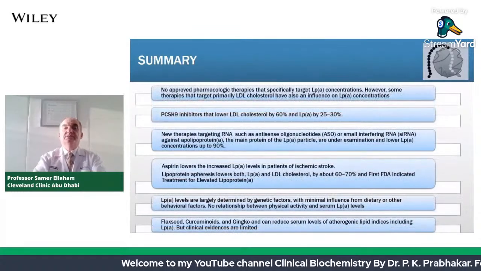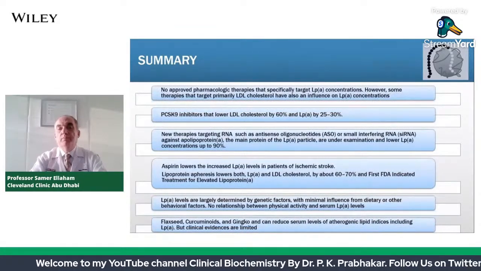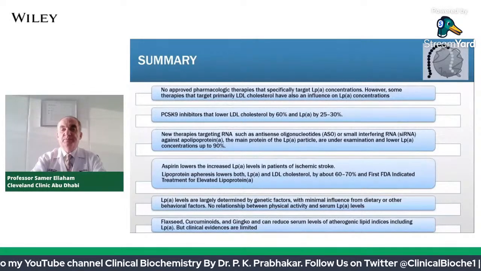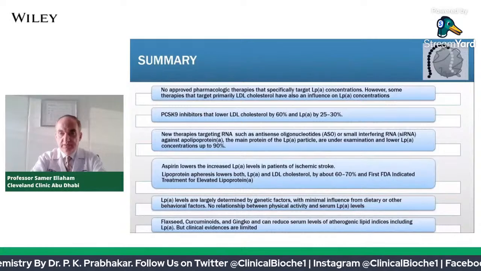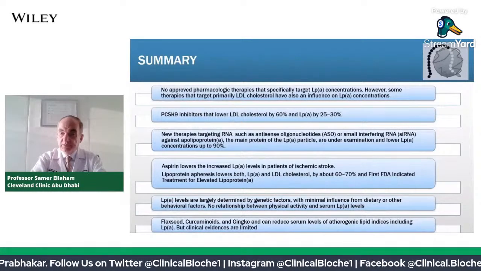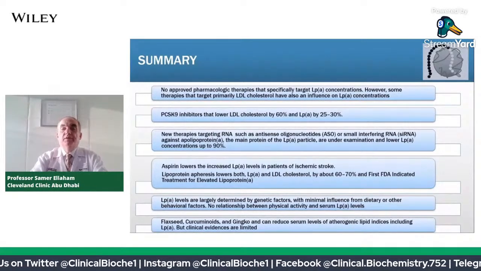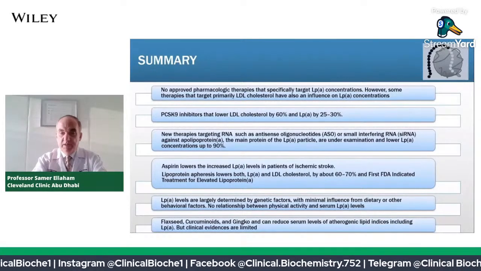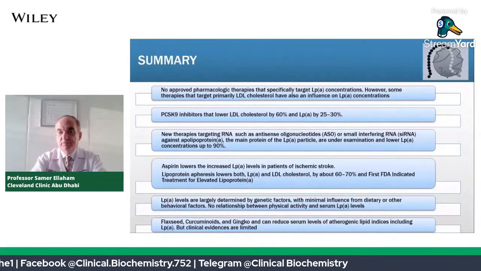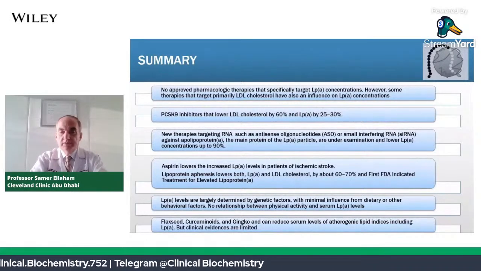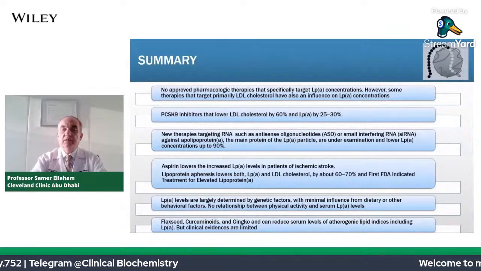And finally, a summary of the summary: there are no approved pharmacological therapies that specifically target Lp(a) concentrations, and I understand that. However, some therapies can target it partially. If I mentioned, for example, aspirin, I've removed the slide on aspirin for the interest of time. In giving aspirin, if I have a patient with elevated Lp(a), I look at the data, I look at the guidelines.